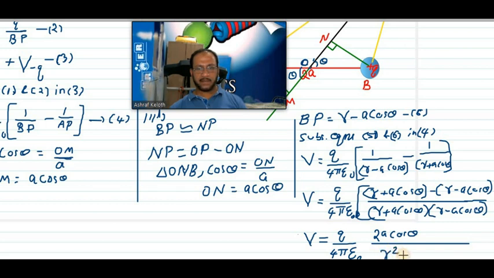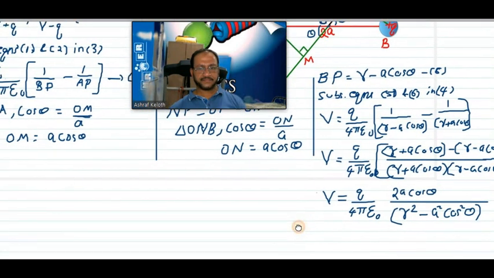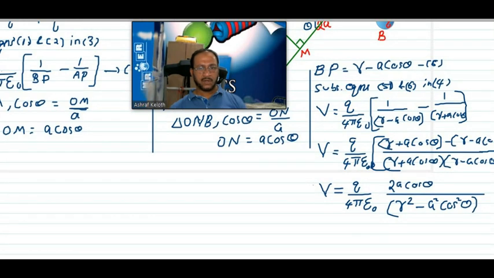R square minus a square cos square theta, a square cos square theta. Q into 2a is the dipole moment P. So we can substitute P for Q into 2a. So the equation is 1 by 4 pi epsilon naught, P cos theta.